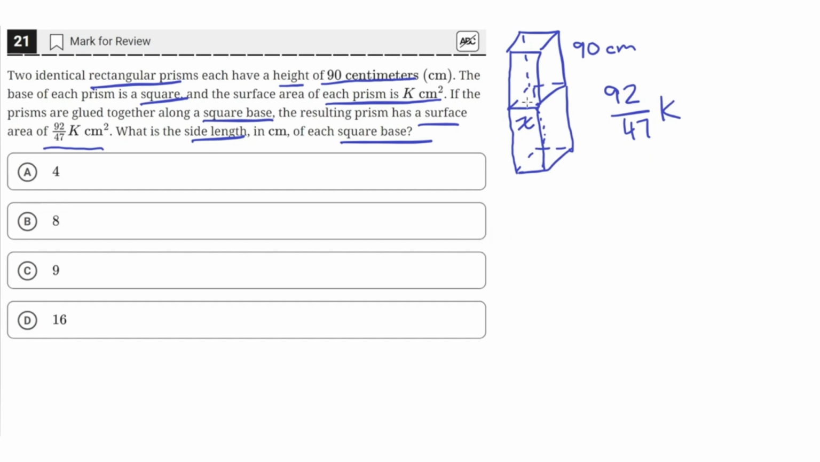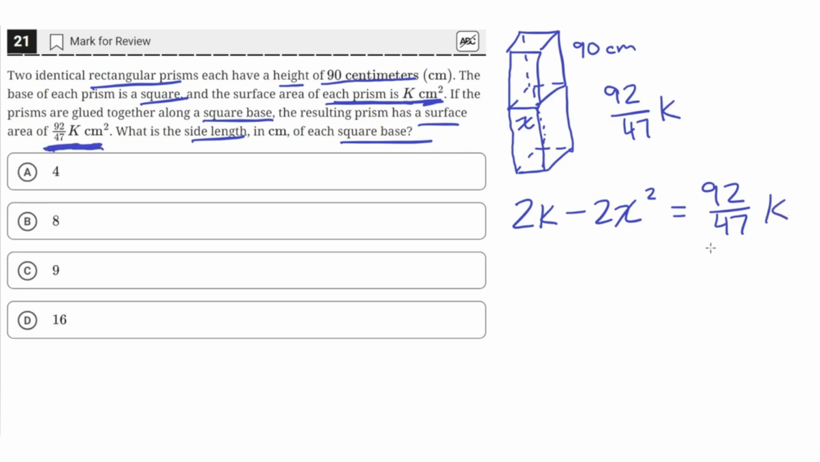So the surface area of this large prism made of two rectangular prisms is just 2k, since we're given that the surface area of each prism is k centimeters squared. But since we glued them together on this square base right here, we have to subtract that area from both prisms, because they used to have that face, but now they don't. So that would be 2 squares, so 2x squared. And that has to be equal to 92/47 k, since it was given that the area of this resulting shape is 92/47 k.